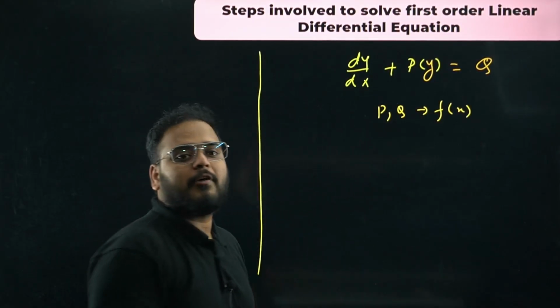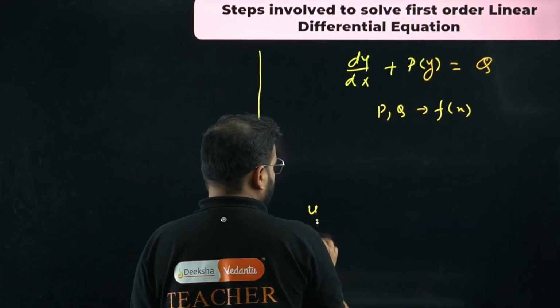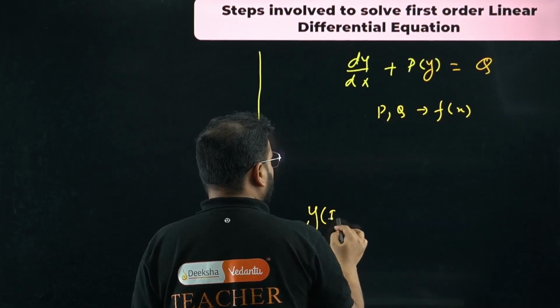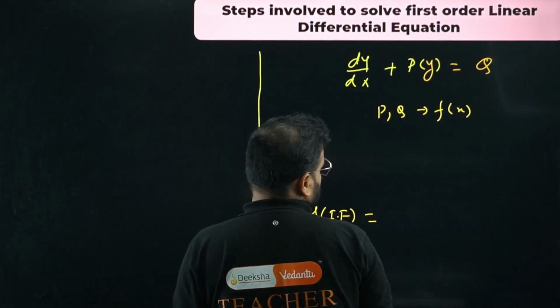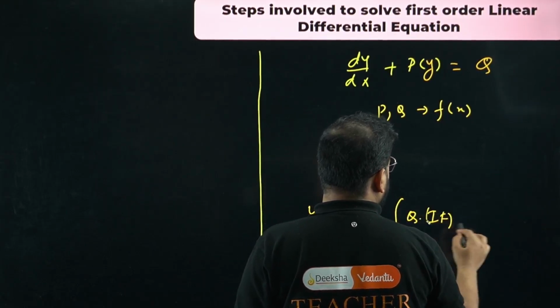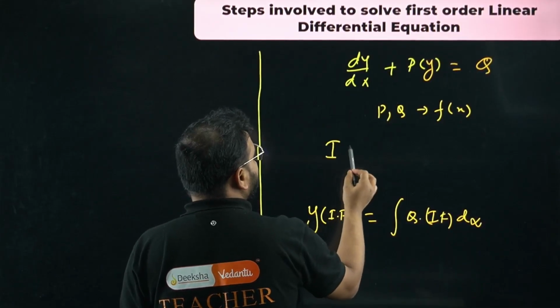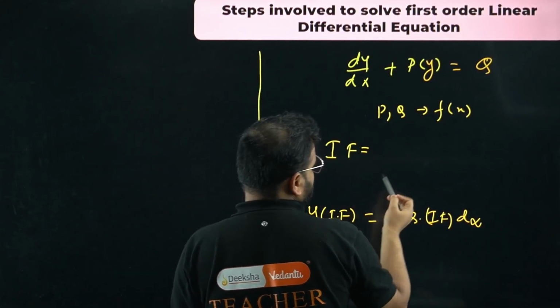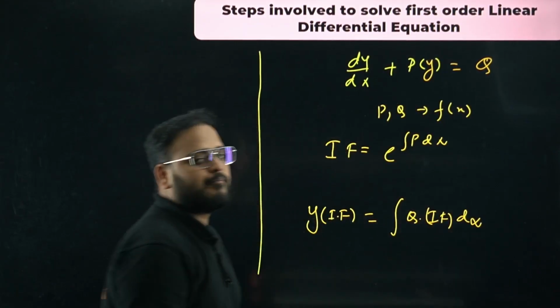P and q are functions of x only. And the final answer, bacha, is y times the integrating factor equals the integral of q times the integrating factor, of course dx will come. This is your answer, okay? One more thing: how do you find the IF? You get the IF this way, check this out: e power p dx.